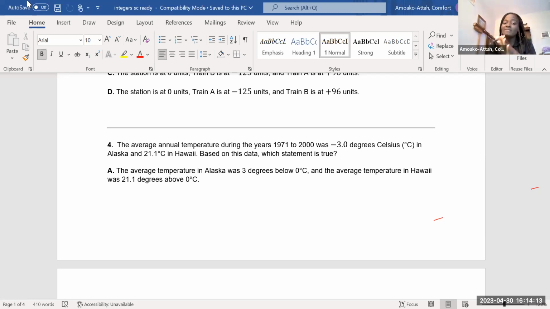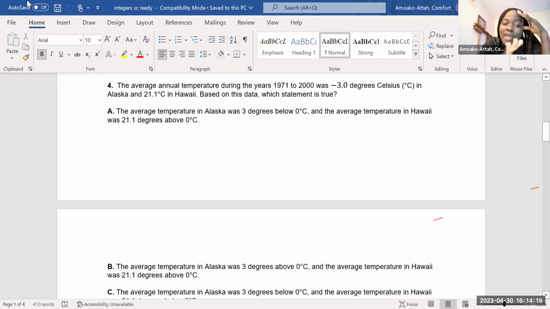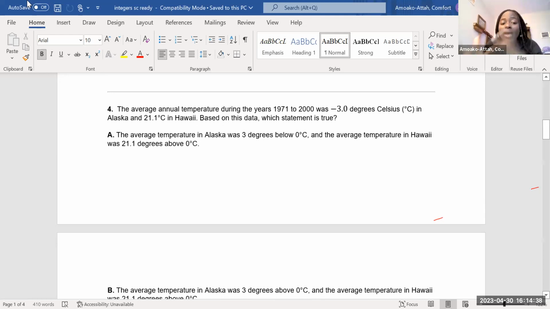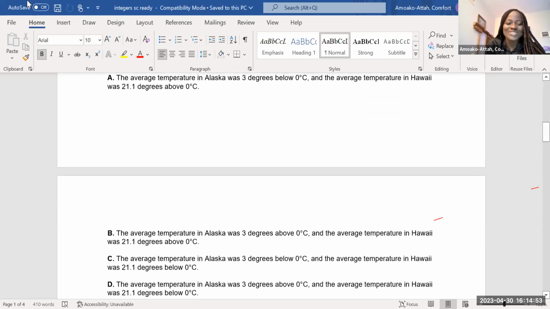So, negative 3.1 degrees Celsius in Alaska. So let's see this one. The average temperature in Alaska was 3 degrees below. Don't forget that if it is negative, it is indeed below 0 degrees Celsius. And the average temperature in Hawaii was also 21 degrees above, because it is positive. So simple like that. If it is below, they are negative. Above, positive. Very simple. All right.